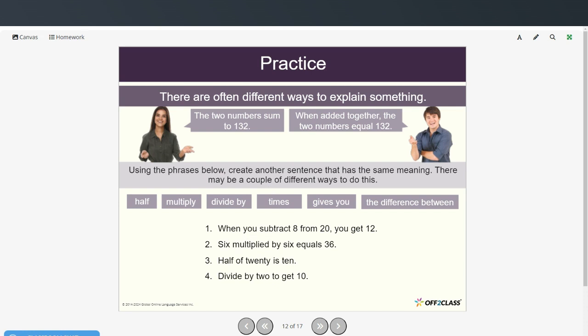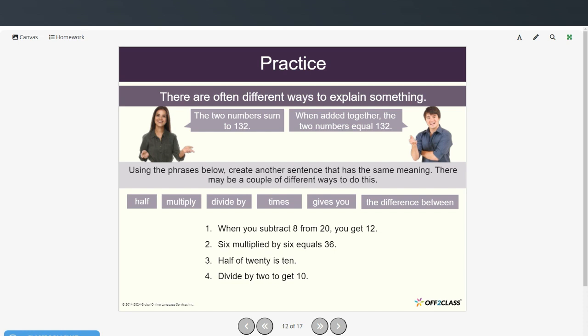So when you subtract 8 from 20, you get 12. You could also say the difference between 8 and 20 is 12. 6 multiplied by 6 equals 36. You could say 6 times 6 gives you 36.